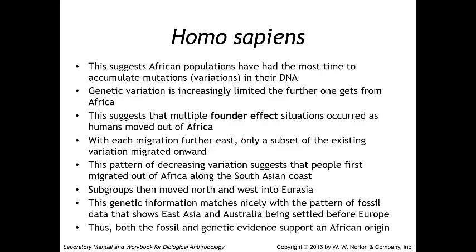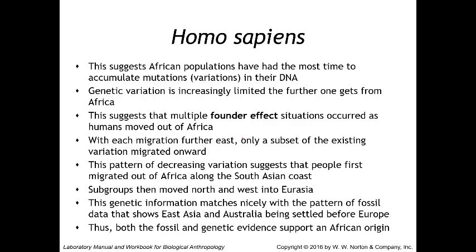What that suggests then is that African populations have had the most time to accumulate mutations or variations in their DNA. Genetic variation is increasingly limited the further you get away from Africa. So what that suggests is that multiple founder effect situations occurred as humans moved out of Africa. With each migration further eastwards, only a subset of the existing variation migrated onwards. This pattern of decreasing variation suggests that people first migrated out of Africa along the South Asian coast.